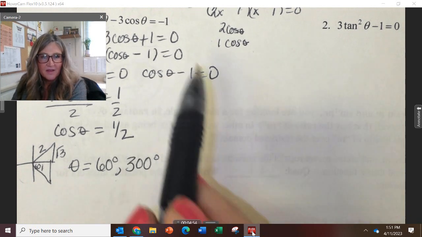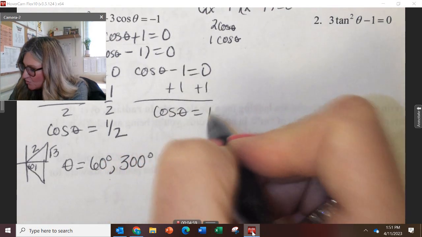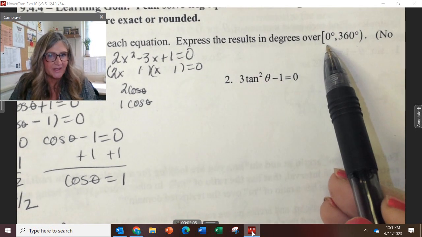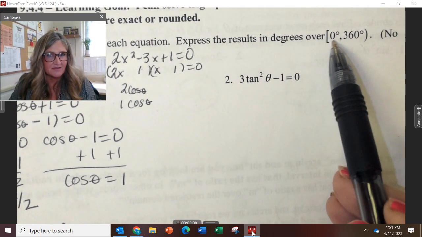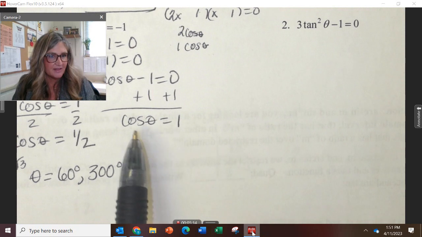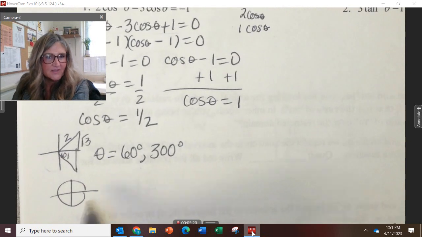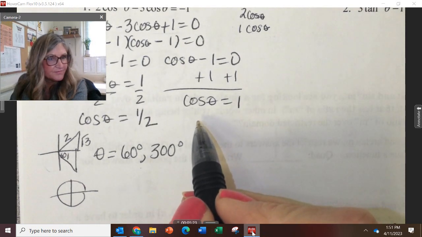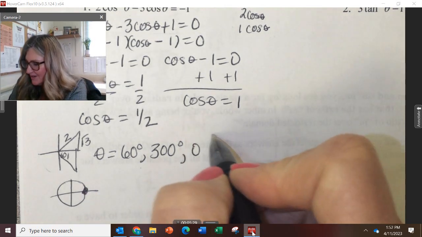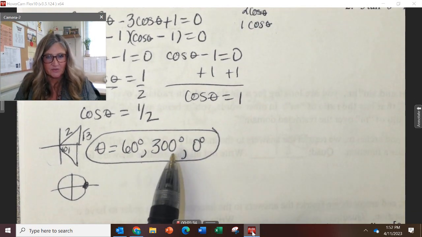On this part, I have to add 1, I get cosine theta equals 1. Looking back at the directions, I have to be between 0 and 360, but I'm not allowed to use 360. I can only use 0. So what do you think this answer is going to be then? Where cosine would be 1. What's cosine again? X. So where is x 1? At 0. And that would be our third solution. 0 degrees, 60 degrees, 300 degrees.